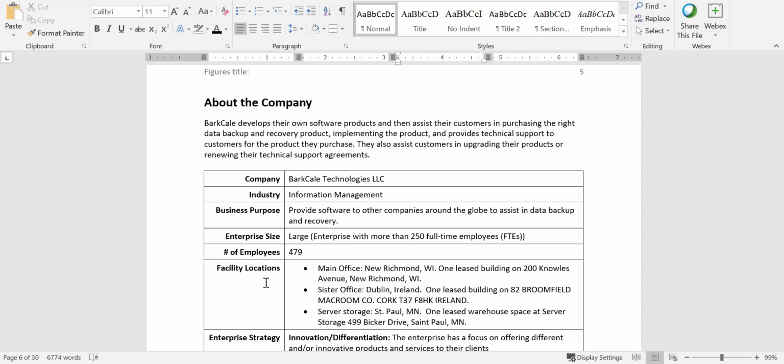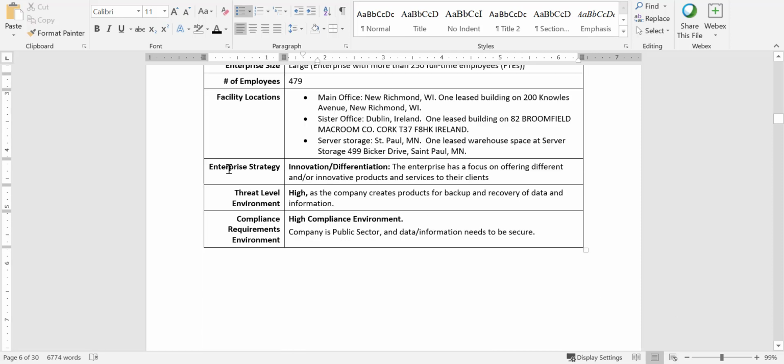All of these things that you're going to be gathering is essentially just analysis about the company so that when you're doing the IT policy and audit for this company and risk assessment, you really know all of the different pieces about this company that you can factor into your risk assessments and your building out of your policies, processes, and controls. You know, knowing where their server storage is, where their offices are, what their enterprise strategy is. Are they creating different products? Are they just offering a service to the industry? What their threat level environment is.